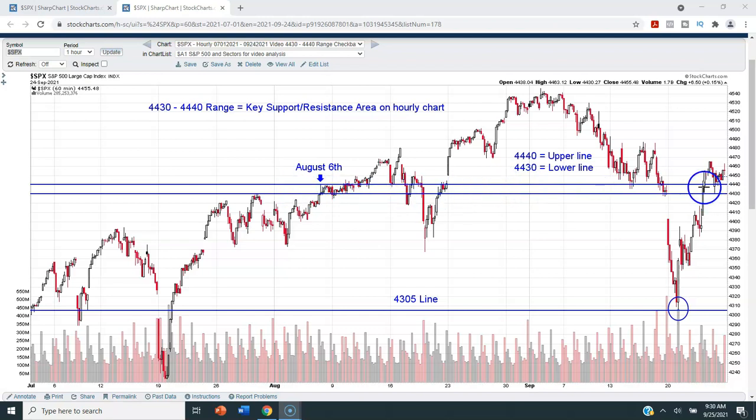So, next week, as long as we can continue to close, especially on a daily basis, above 4440, the worst is probably behind us, and we're probably going to be okay.